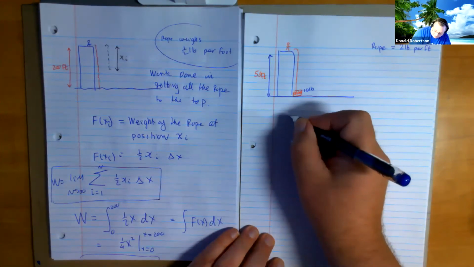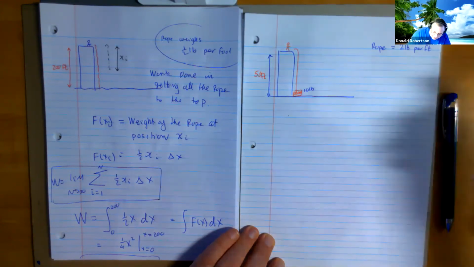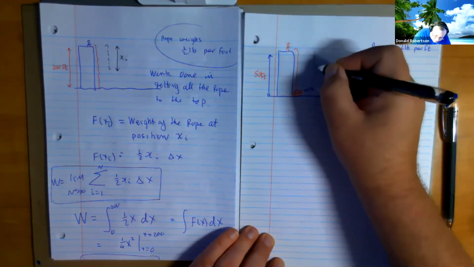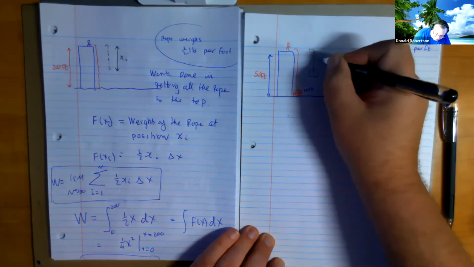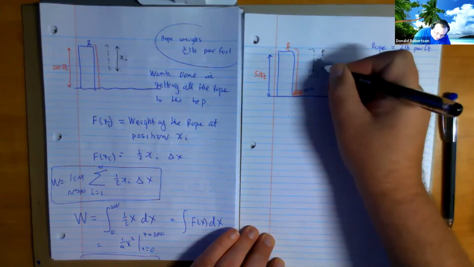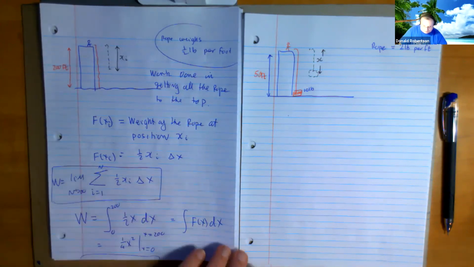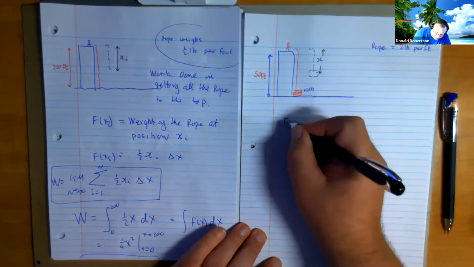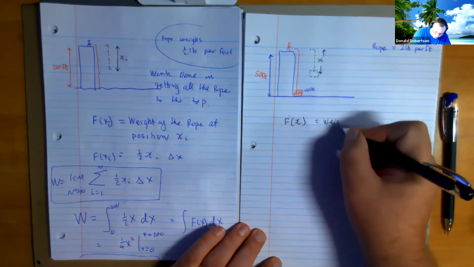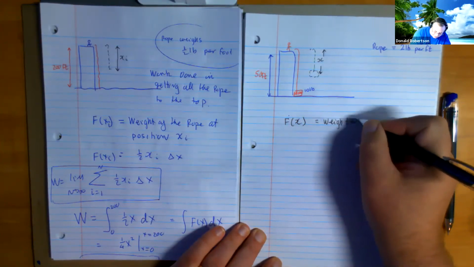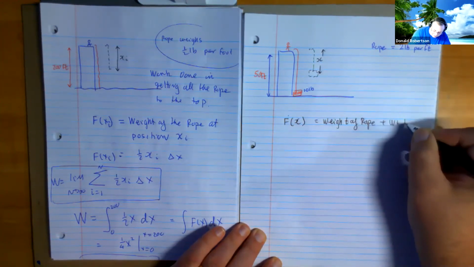Can you imagine a kind of random point in the journey, say here? Only this time I'm just going to call it x rather than xi, because I'm going to go straight to the force function and then work backwards. Now, the force function at position x is made up of the weight of the rope plus the weight of the bucket.